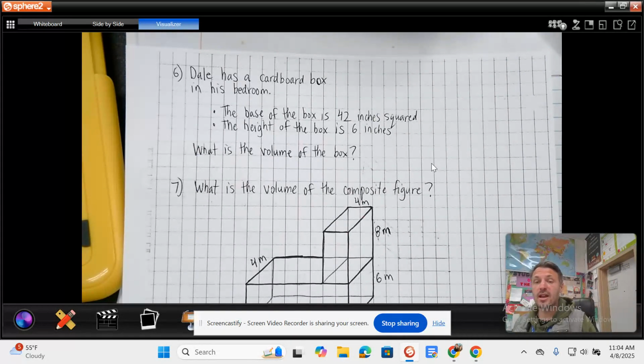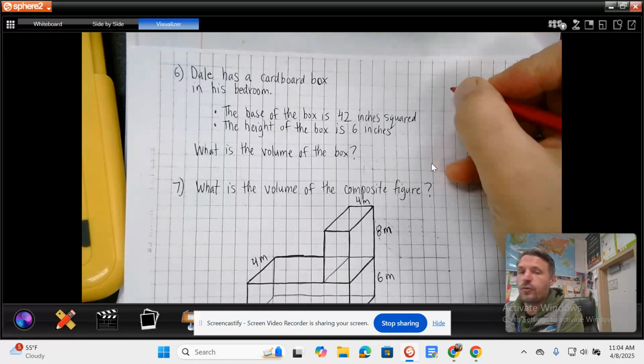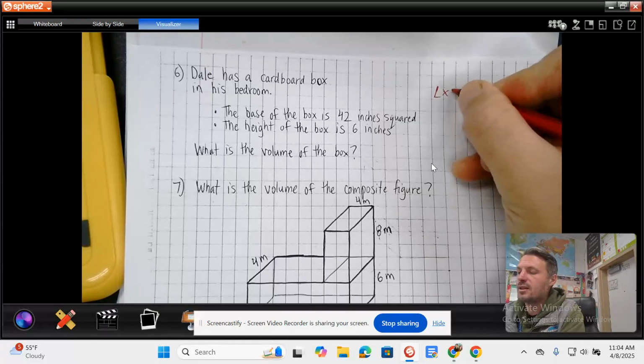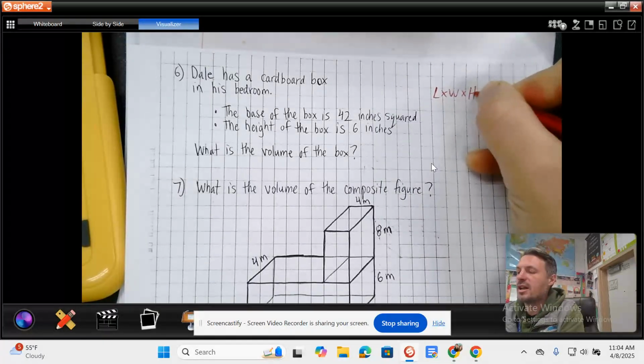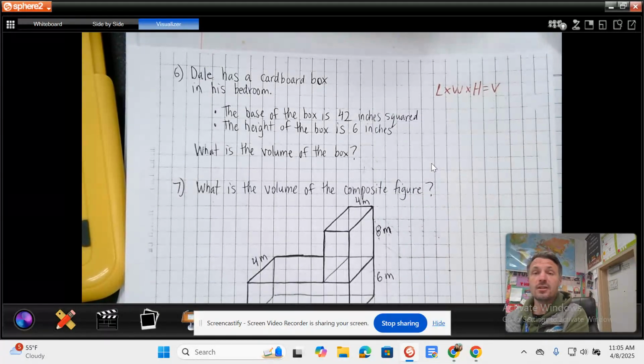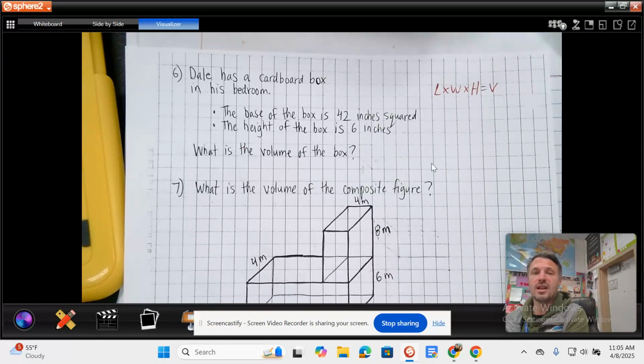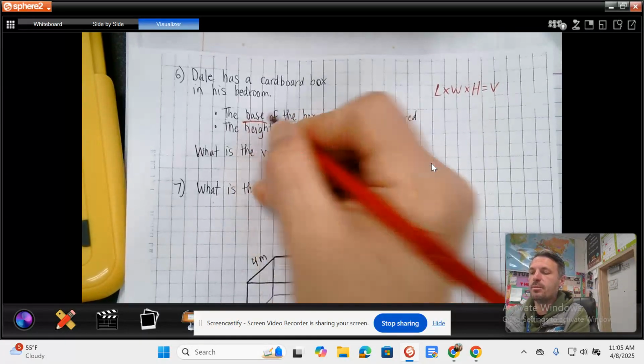Now on this one, instead of giving us a picture of the rectangular prism that we have to find the volume of, it describes it for us. But it tells us all the numbers that we need. Remember, the formula for finding volume is length times width times height equals volume. It doesn't tell us the length or the width, but what does it tell us instead? It tells us the base.